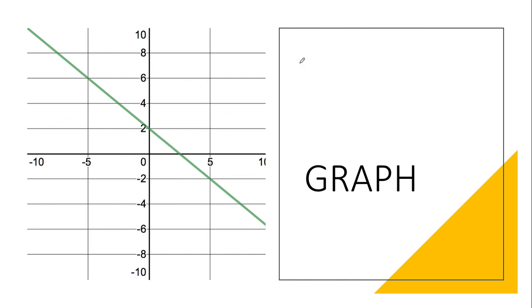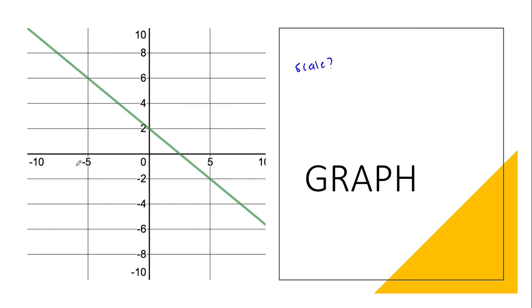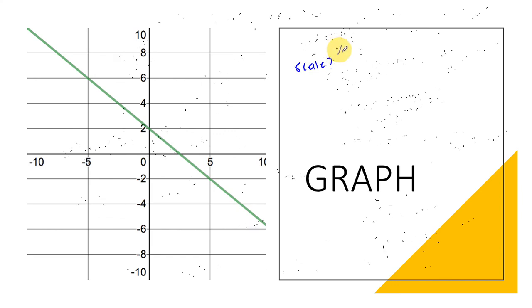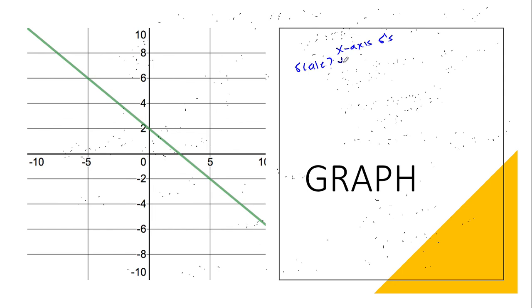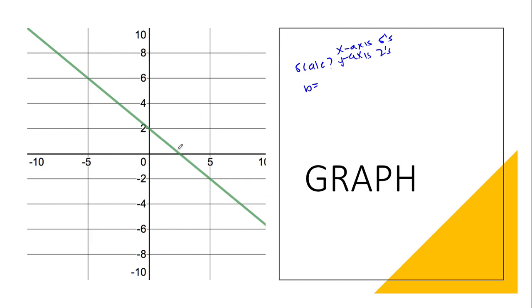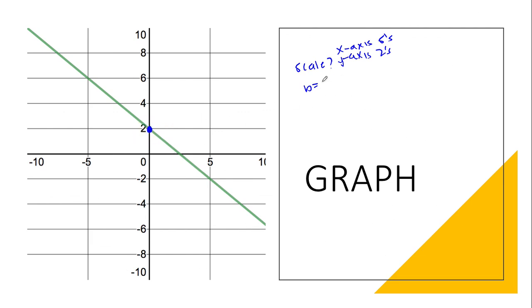So, first, what's the scale? Well, the x-axis is going by what? 5s, that's what you answered. The y-axis is going by what? 2s. All right, what's the y-intercept? Crosses the y-axis at 2. So b equals 2.